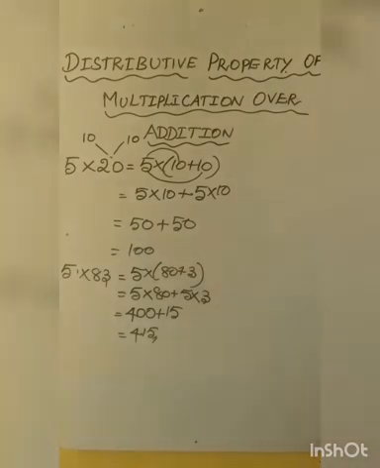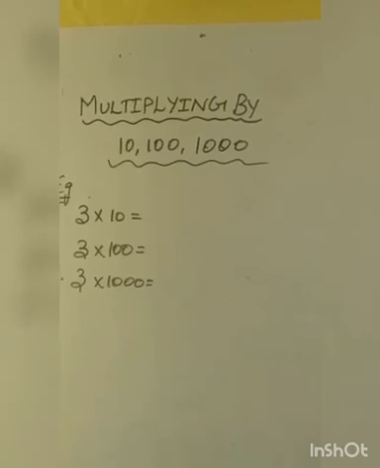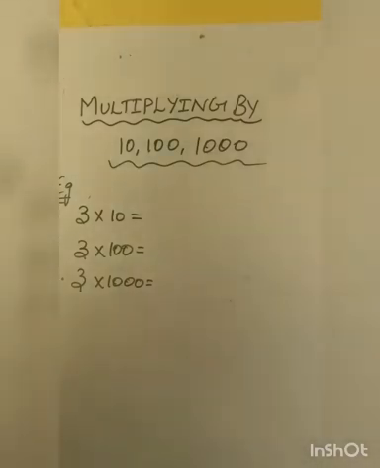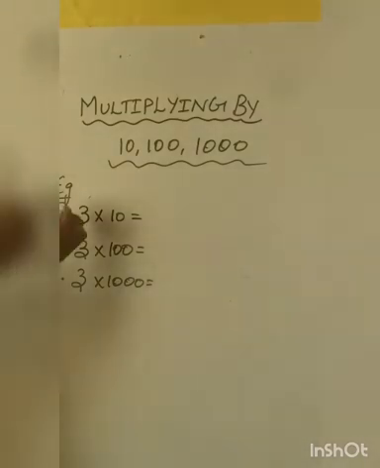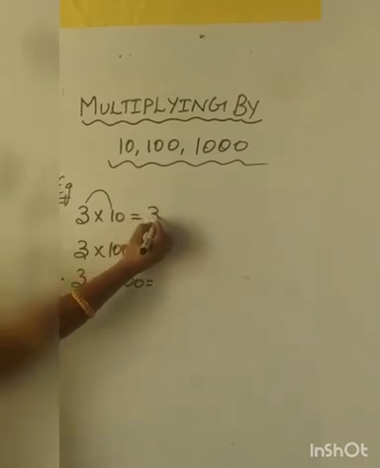Okay, guys. Next one is multiplying by 10, 100 and 1000. Okay guys, first let us see the example. 3 multiplied by 10. So how will you find the answer? First all of you multiply 3 into 1. 3 into 1 equal to 3. This is the property of multiplication by 1. Multiplication by 1 is nothing but if you multiply any number by 1, you get the number itself, right? So 3 multiplied by 1 is equal to 3. How many zeros are there? 1 zero. So the answer is 30.